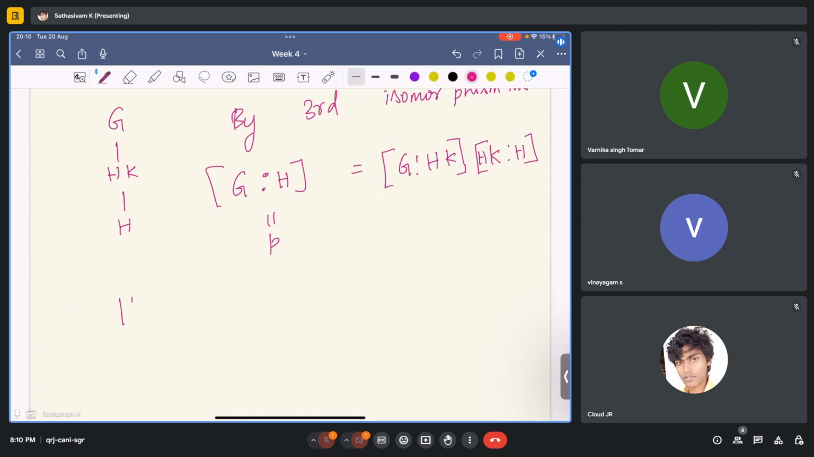So let's do HK by H. What is HK by H? How do you do this problem? You use the second isomorphism theorem. This is equal to, no, I think it is K by H intersection K. Yeah, this is K by H intersection K.